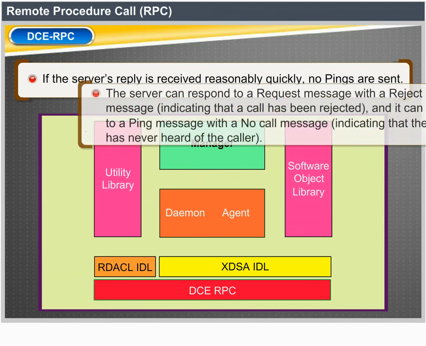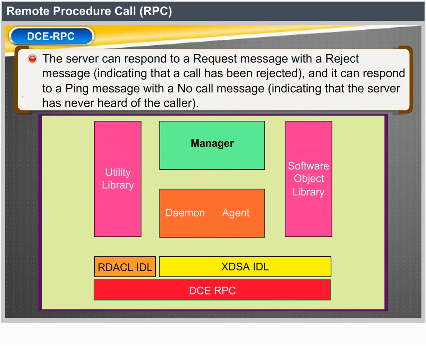The server can respond to a request message with a reject message indicating that a call has been rejected, and it can respond to a ping message with a no call message indicating that the server has never heard of the caller.